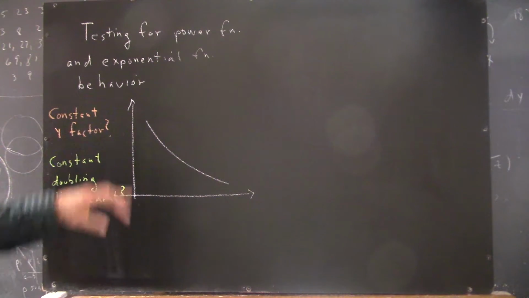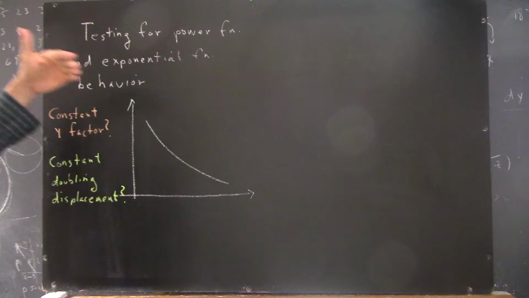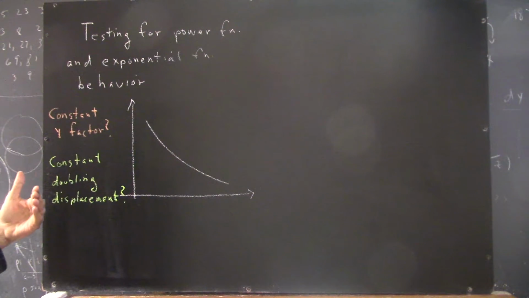Okay, we want to look at how to test a graph to see if it might be a power function or an exponential function. So how do we test for power function and exponential function behavior?